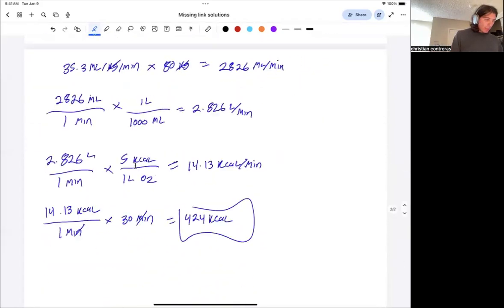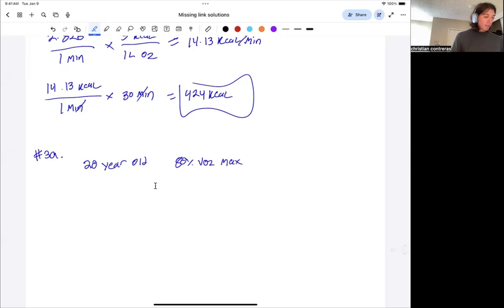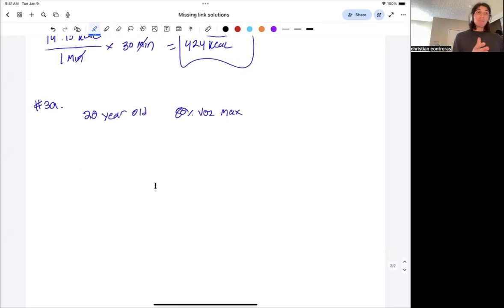And yeah, I think that looks good. Okay, let's do number 3. And let's do 3A first. Okay. Our parameters are 20-year-old female, and 80% VO2 max. Super, super easy, because we can just plug it in. We don't have two values that we have to find a percentage of. We're just given the percentage.